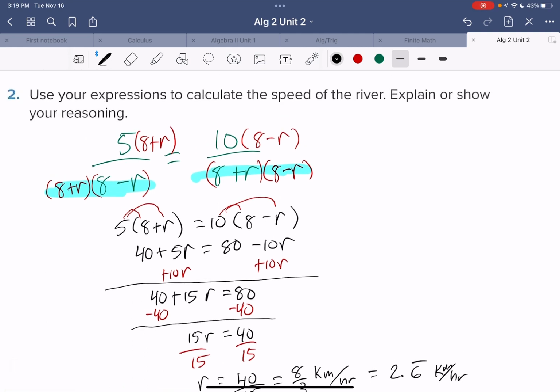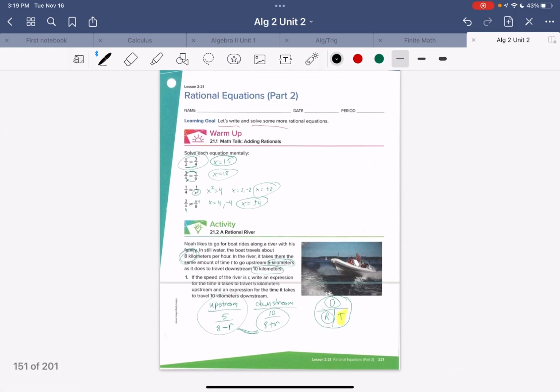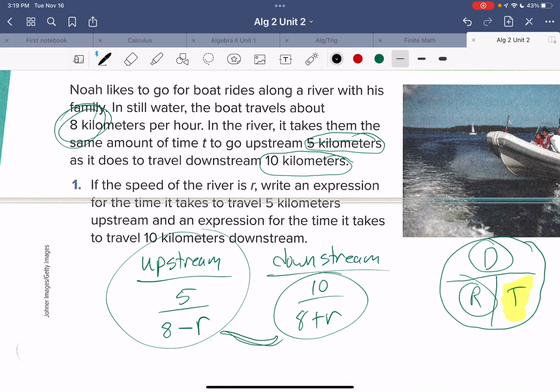When you're going against the river, you can go only 5 kilometers if the times are going to be the same. So we set the two fractions equal to each other, and the two fractions were the upstream time, right? So that's a time, and the downstream time, that's a time. So we set the two fractions equal to each other. How do we get the fractions? Distance divided by rate. Distance divided by rate is time.